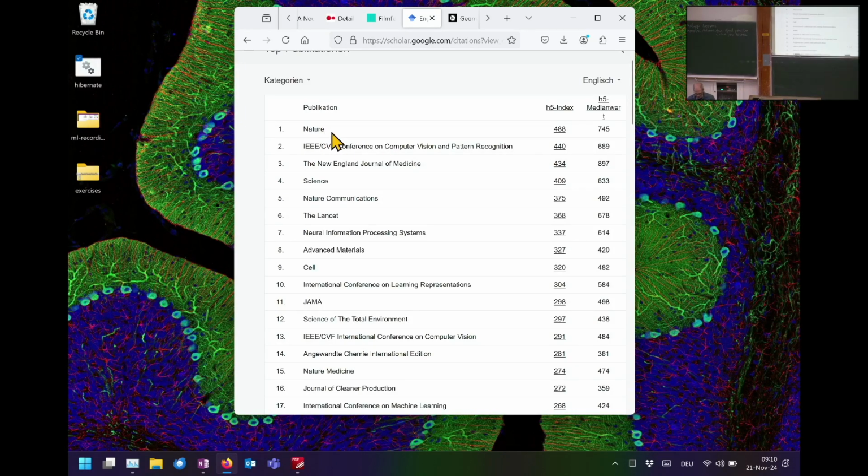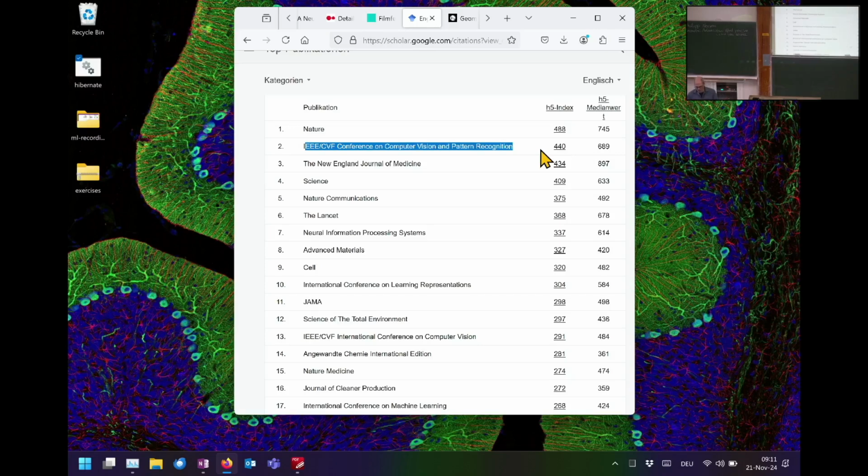Okay, and Nature is a journal covering all of the sciences. Nature and Science, I would say, are the two most important general purpose scientific publications. But then let's look here. This is the IEEE Conference on Computer Vision and Pattern Recognition, or CVPR for short.